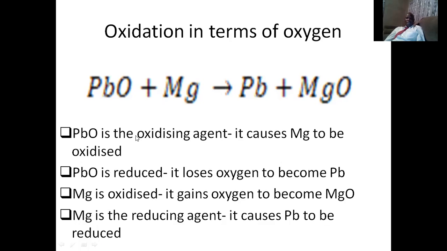Similarly, the substance that causes the other one to be reduced is known as the reducing agent. And so here magnesium is a reducing agent because it causes red oxide to be reduced. We notice that in this reaction where red oxide reacts with magnesium to produce red and magnesium oxide, there are two actual reactions taking place. There is the oxidation reaction as well as the reduction reaction. And so this is what is known as the redox reaction.